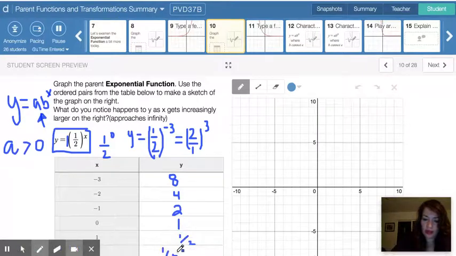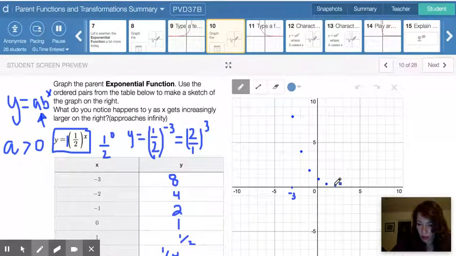So if we input these points on the graph, let's see what our function is going to look like. At -3, which is right here for x, we have that y is 8. So at -3, the value is here, 8. At -2, we go down to 4. And at -1, we have 2. And at 0, we have 1. And at 1, we have a half. And then we're going to go down to a quarter at 2.